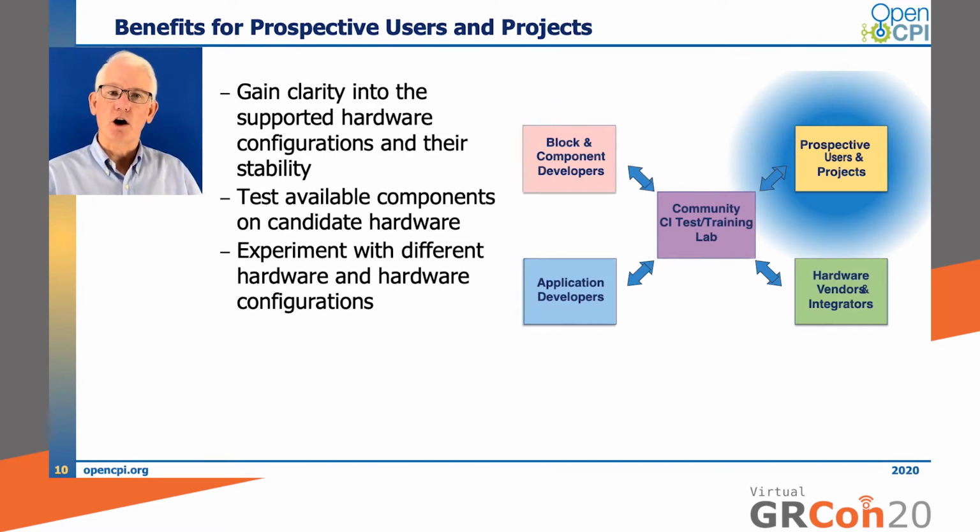The benefit for prospective users and projects of a community resource is that it allows prospective users to gain clarity into the supported hardware configurations and their stability, sort of a kick the tires. It also allows them to test available components on candidate hardware and do some experimentation with different hardware and hardware configurations to understand what may be most suitable for their application requirements. It also gives them an insight into performance and resource usages.